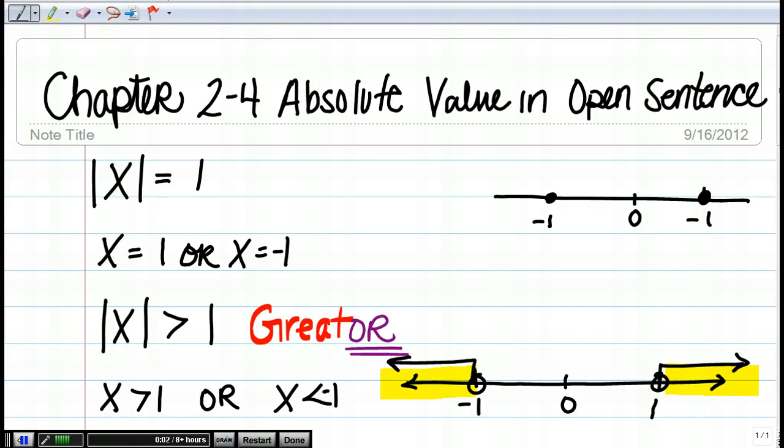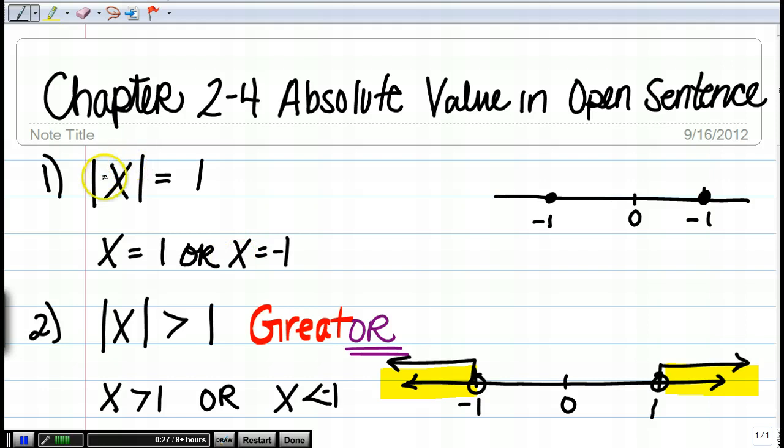Doing chapter 2.4, absolute value in open sentences. And there are 3 concepts that I want you to understand about this section. The first one is whenever you're dealing with absolute value of an equal sign, you need to know that there's going to be 2 different answers.